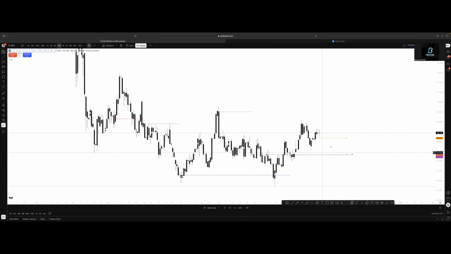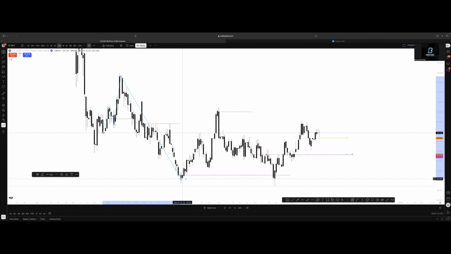Okay, so this is the weekly open, right? This is Friday. This was how the market closed on Friday, right? So now the first thing I do is I like to draw my ranges, right? Now we can see this is a higher high, higher low, higher high, and then a break of structure, right?